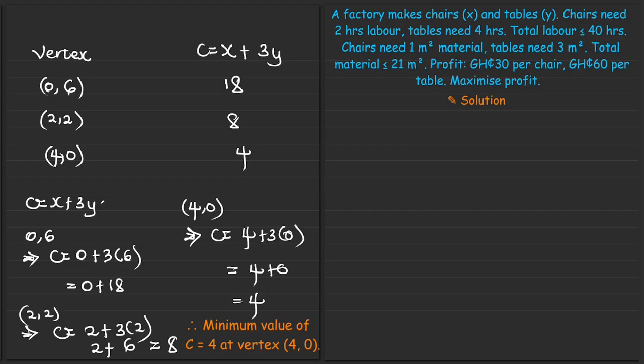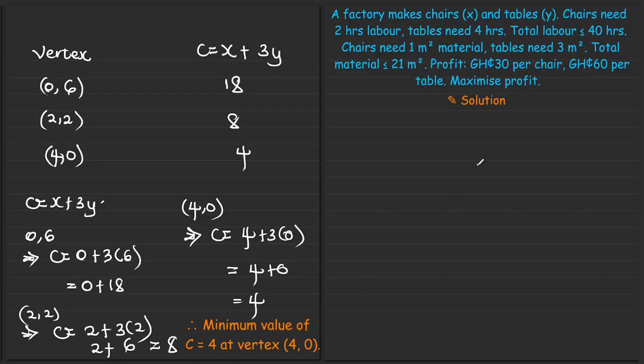Now, the profit per chair is 30 cedis, and that of a table is 60 cedis. So what we want to do is maximize profit. We know how much it takes to manufacture these tables and chairs, and we know how much each earns. So how do we actually maximize profit and not run at a loss? This is one practical application of linear programming.